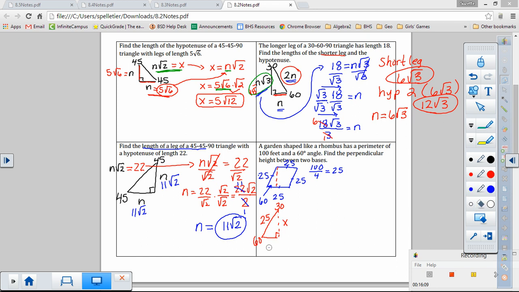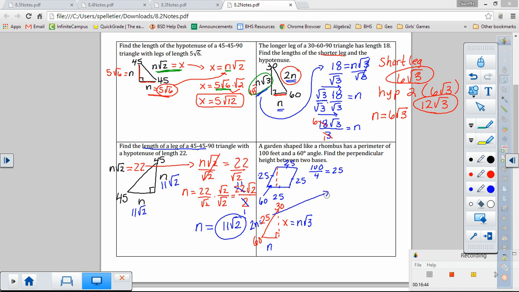Across from a 30-degree angle is n. The hypotenuse is always 2n. And then the third side is going to be equal to n square roots of 3. So I have to figure out which one of those three am I able to solve. So if you look at the short side, it's just n. Can't solve that. If I look at the long leg, I have x equals n square roots of 3. And since I do not know what n is equal to, I can't solve that. But if you look at the hypotenuse, 2n equals 25. I could solve that equation.